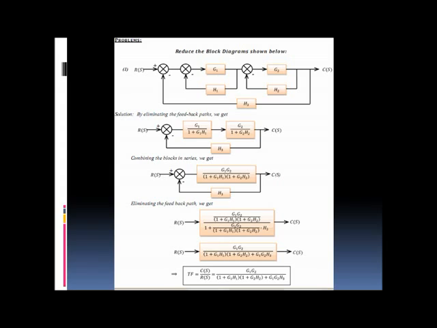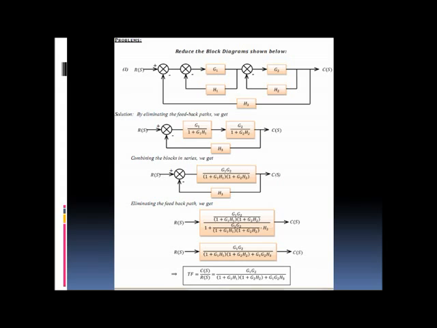Because they have a negative sign in the summing point, we're getting 1 plus G1 H1 and 1 plus G2 H2. If it had been a plus in the summing point, that is, if it had been elimination of positive feedback, then we would have got G1 by 1 minus G1 H1 and G2 by 1 minus G2 H2. But here we're having negative, that is elimination of negative feedback, which is why we're getting this. Now we notice those two blocks can be cascaded. So after cascading, we're getting a single block.